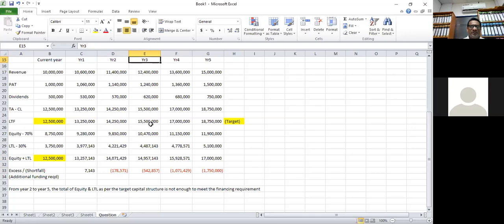Year 3 also, you need 15,500,000, but as per your target capital structure, you can only have this much. So you are falling short. Year 4 also same, year 5 also same. Is this clear? As per your target capital structure, you don't have enough money to finance the assets. If you have any doubts, please tell me.